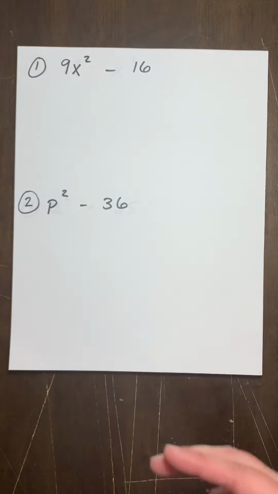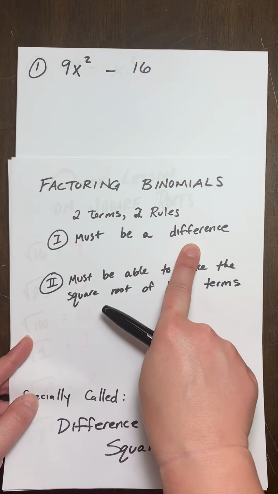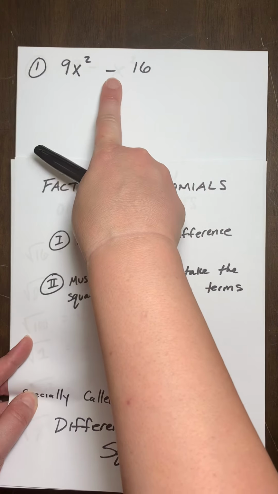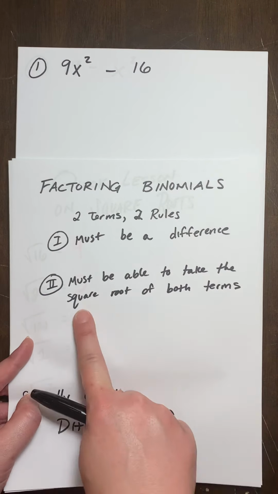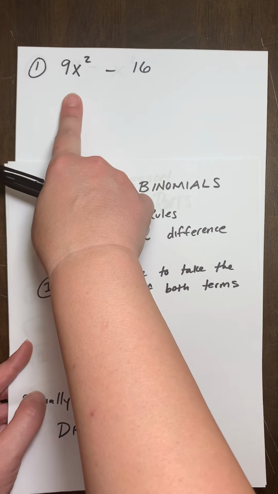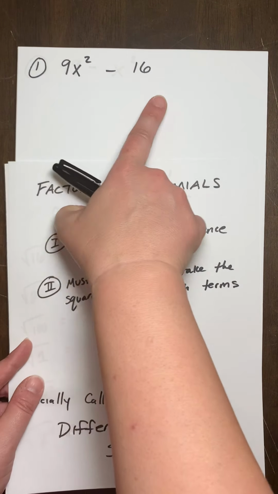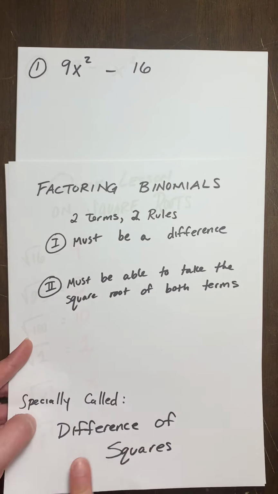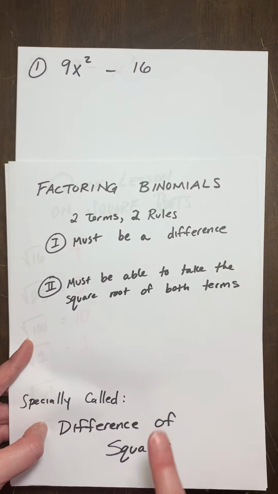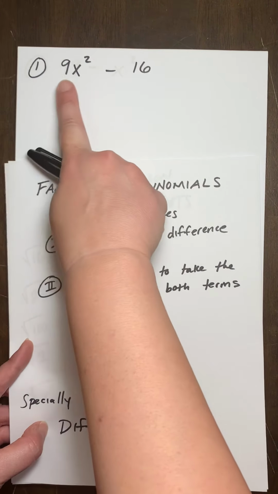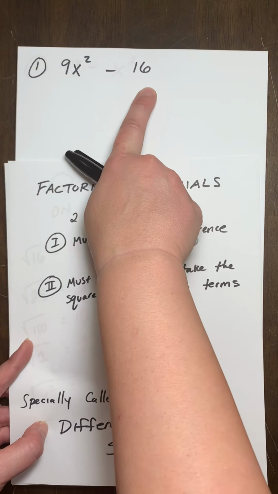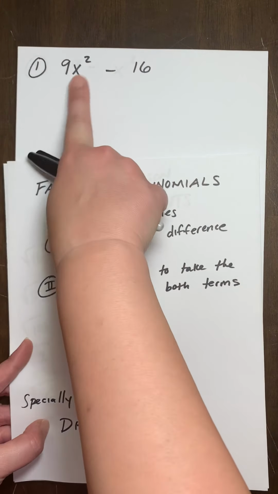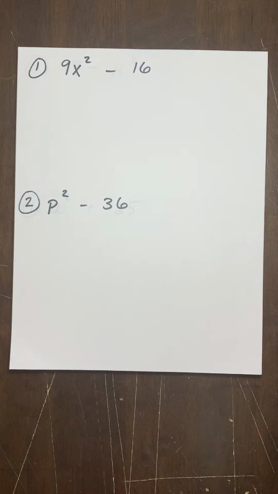Here's number 1. 9x squared minus 16. It must be a difference. Okay, rule 1 passes. It's a subtraction problem. Must be able to take the square root of both terms. Square root of 9x squared is 3x. Square root of 16 is 4. It passes the 2 rules. Can you see that this is a difference of squares? Both terms are square rootable. So here we go. You're going to love it.